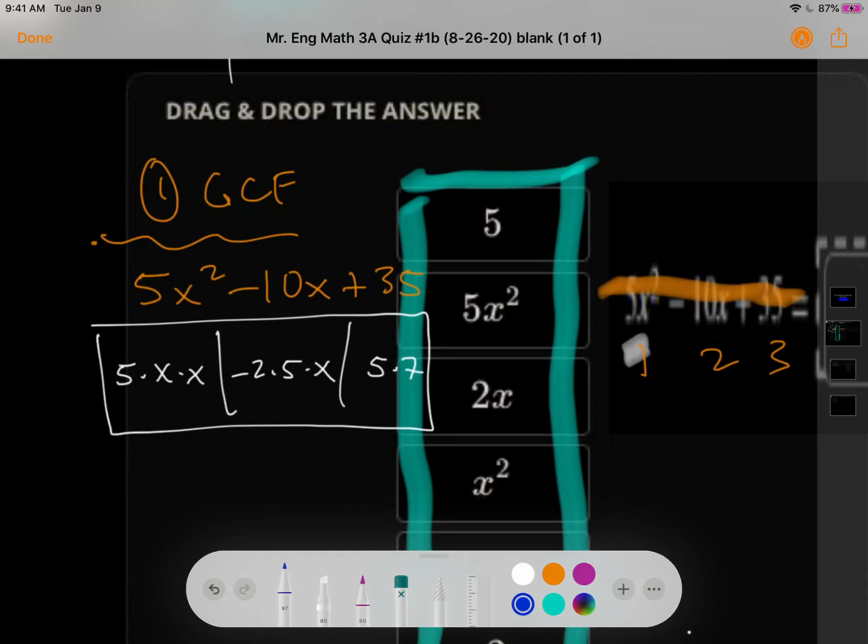So what do each of these boxes have in common? They have a 5. And do they all have an x? The answer is no. So then I'm just going to rewrite what's left. That would be x times x, which is x squared. Negative 2x. And that 7 there, is it positive or negative? It's a positive. So that's your answer.